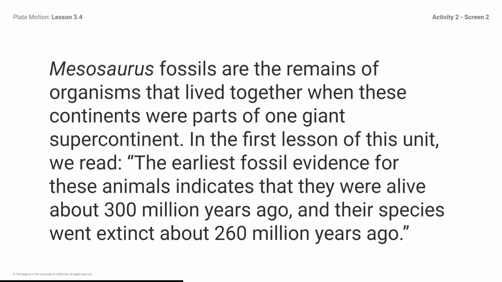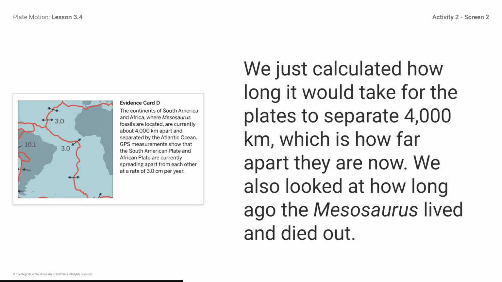Mesosaurus fossils are the remains of organisms that lived together when these continents were parts of one giant supercontinent. In the first lesson of this unit, we read, the earliest fossil evidence for these animals indicates that they were alive about 300 million years ago, and their species went extinct about 260 million years ago. We just calculated how long it would take for the plates to separate 4,000 kilometers, which is how far apart they are now. We also looked at how long ago the Mesosaurus fossils lived and died out.